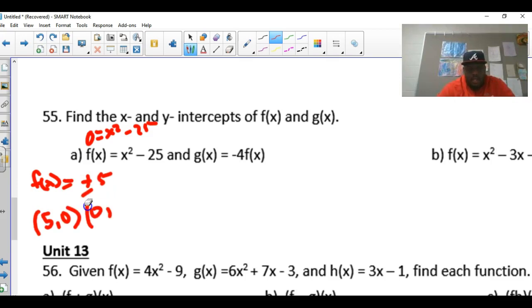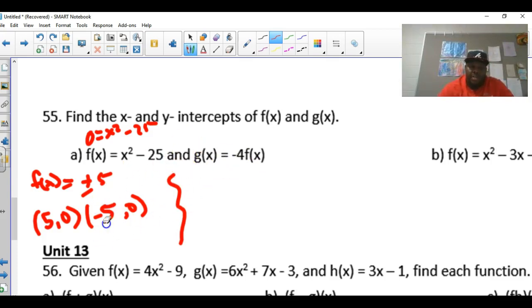and negative 5, 0. All right, those are my x-intercepts. And now for g of x, I'm going to take f of x and multiply by negative 4. Oh, and the y-intercept.